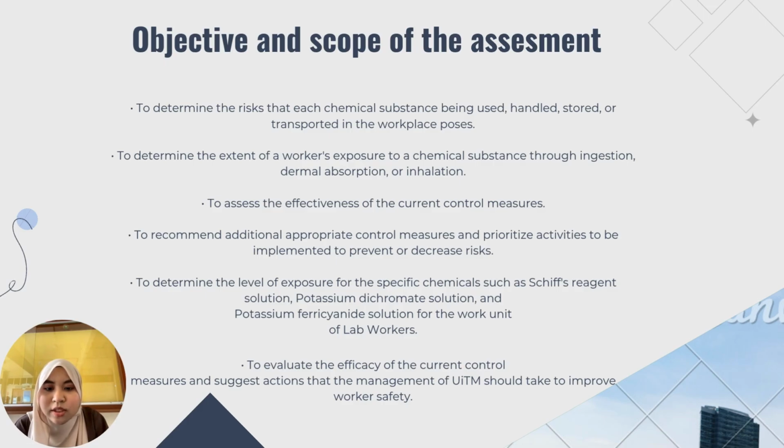After that, to determine the level of exposure for the specific chemicals such as shift reagent solution, potassium dichromate solution, and potassium ferricyanide solution for the work unit of lab workers. And lastly, to evaluate the efficiency of the current control measure and suggest action that the management of UiTM should take to improve worker safety.